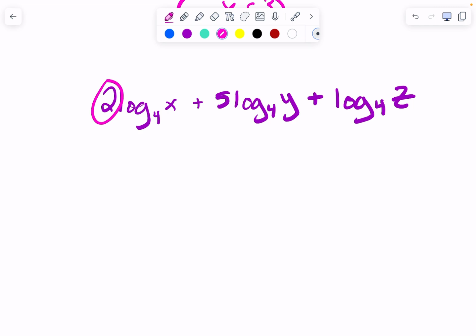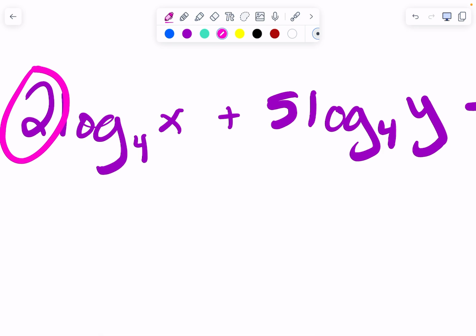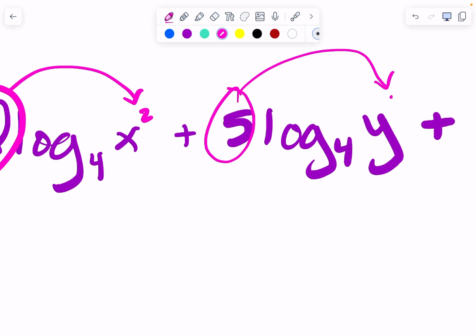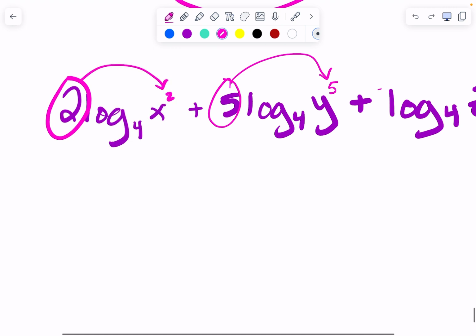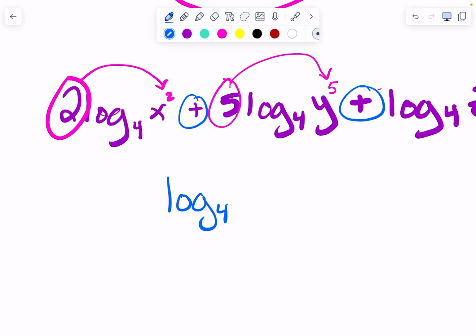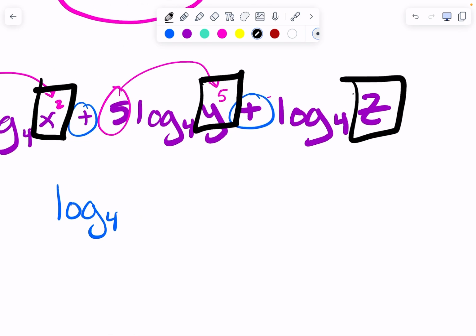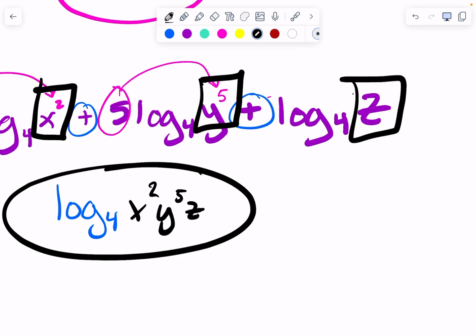So this becomes x squared, right? And there's 5. He goes to the back. Y to the 5th. The z, there's no number here, so we don't have to worry about the z, right? But now plus means multiply. I'm multiplying all those together, and it becomes 1 log. So log base 4 of, what things are you multiplying? X squared times y to the 5th times z. There you go. That's condensed. Got it? That's how you condense.